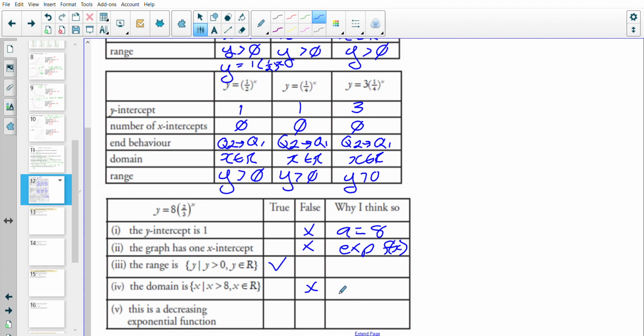So negative x values are permitted. This is a decreasing exponential function. This is true, and this is because our b value is a fraction.